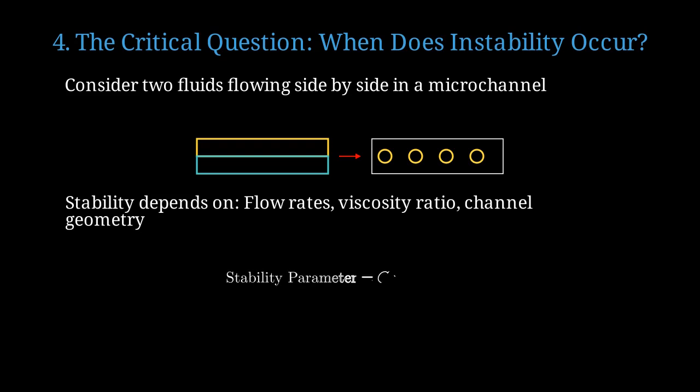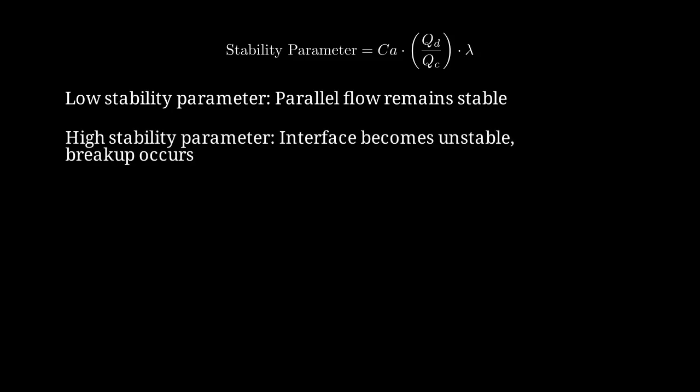We can define a stability parameter as the product of capillary number, flow rate ratio, and viscosity ratio. When this stability parameter is low, the parallel flow remains stable with a smooth interface that doesn't break up. When the stability parameter exceeds a critical value, the interface becomes unstable and spontaneously breaks up into droplets or slugs.